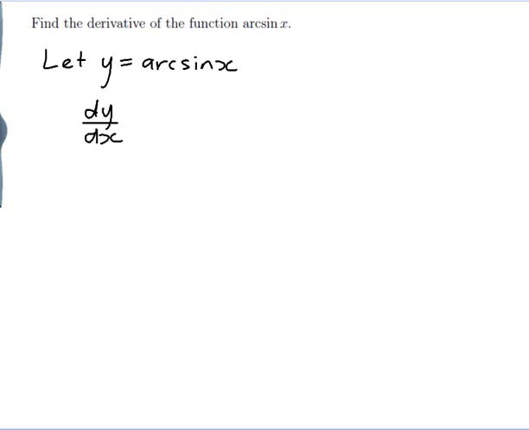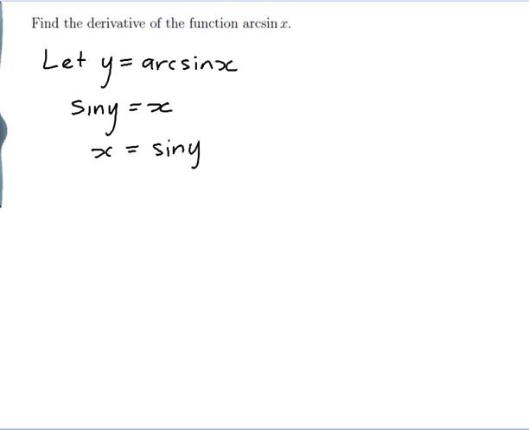Now I can't find dy on dx because I don't know how to find the derivative of arcsin, so I need to do something else first. Well, what do I know about arcsin? I know it's the inverse of sine. So if I do sine on both sides of this equation, I'll get sine y is equal to x. So x is equal to sine y.